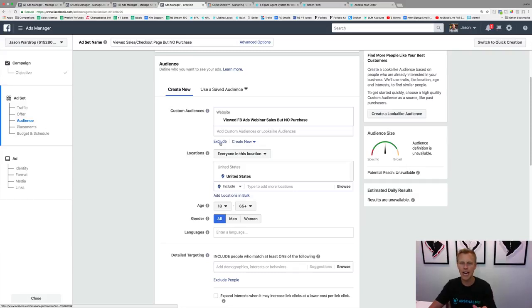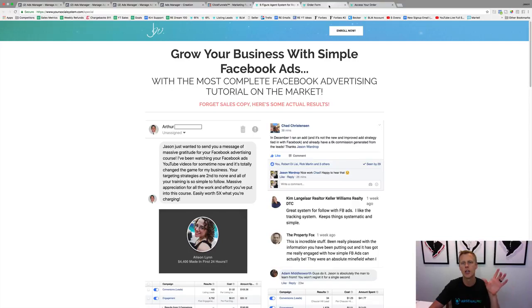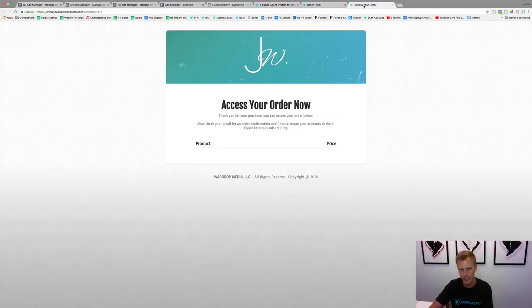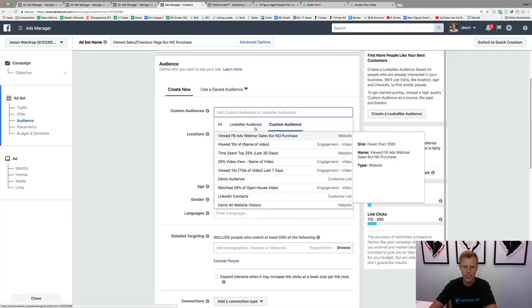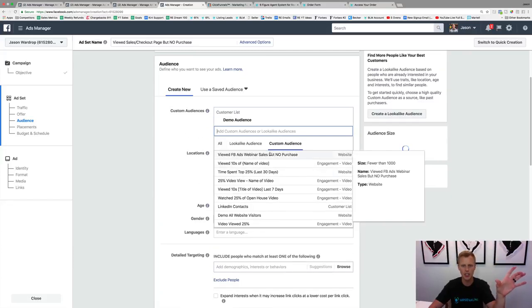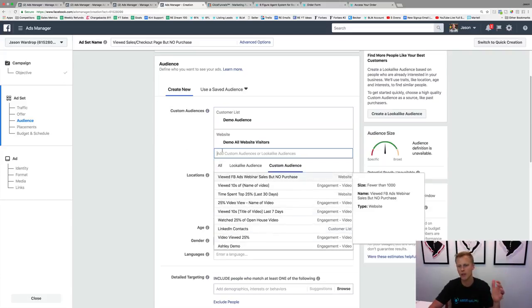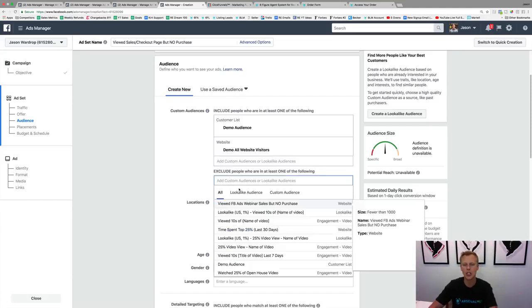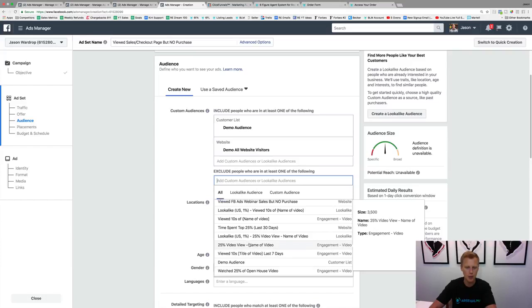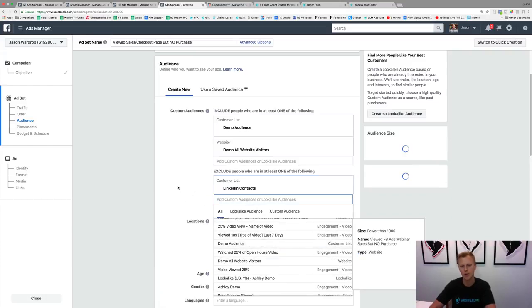Now, if we didn't do that and we created them all as separate audiences, so we've created one audience for this page, one audience for this page, and one audience for this page, then what we would do is go through and say custom audience. Let's say this is everyone that viewed that first sales page, and then we would also say everyone, let's say demo all website visitors is everyone that viewed the checkout page, and then let's say the LinkedIn contacts is all the buyers. So then we would just exclude the LinkedIn contacts right there. So we just exclude that.